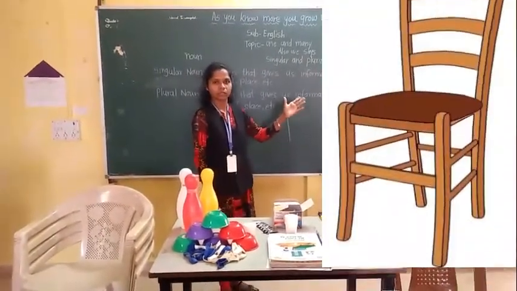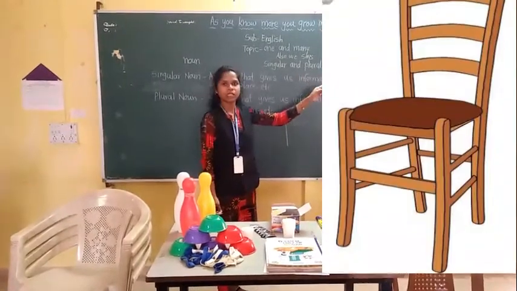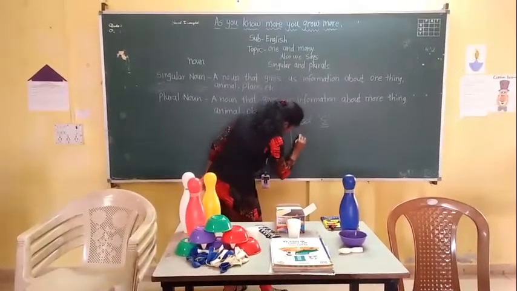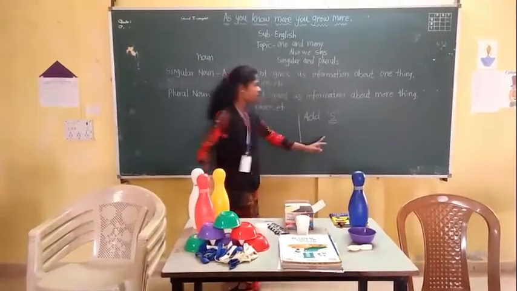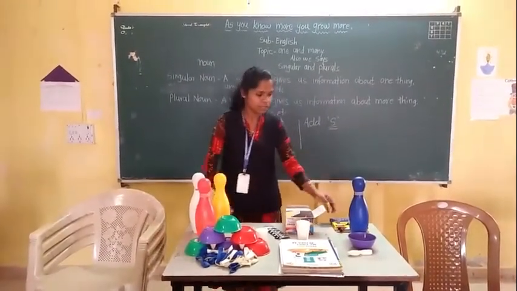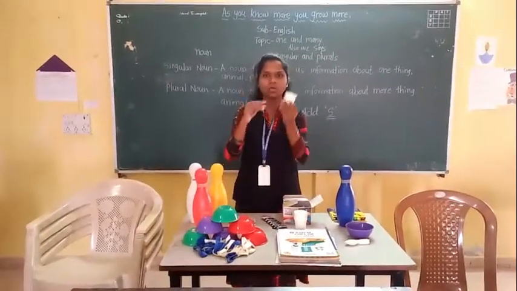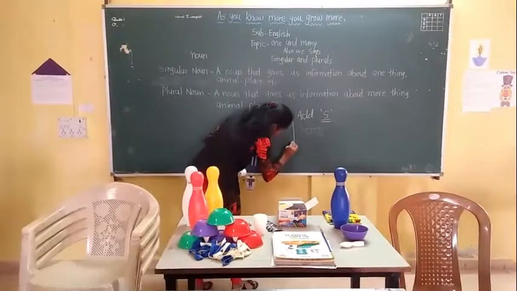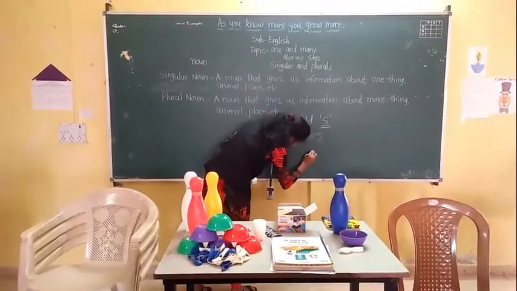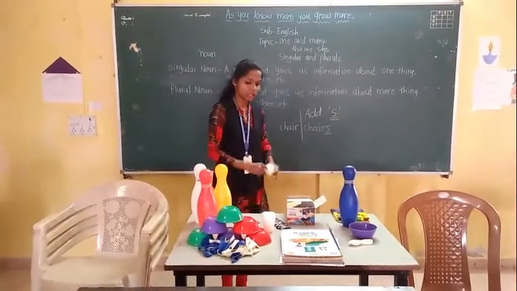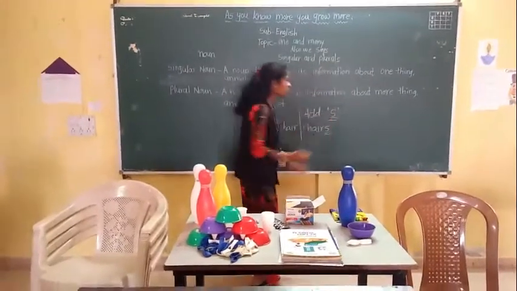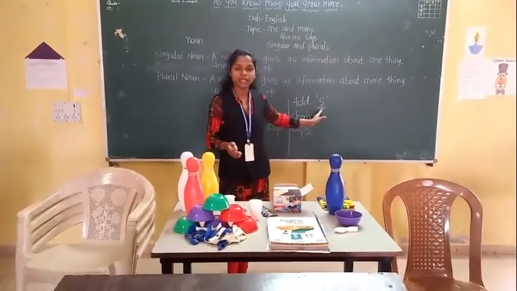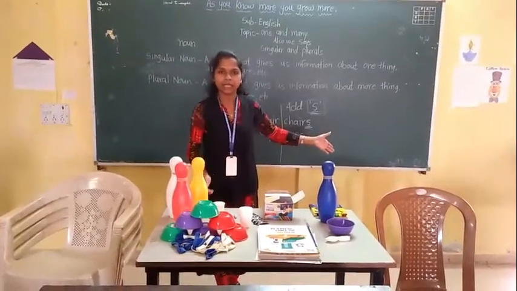See in this picture? In this picture, can you see? There is one chair, many chairs. S is there. See? Chair, S, chair, and many chairs. What will we add? S. Okay? Same as one cup. One cup. Many cups. So, one cup, many cups. What I add? S. So, here S gives us the information. It indicates the more things. When we will add S to the plural, it will indicate the more.